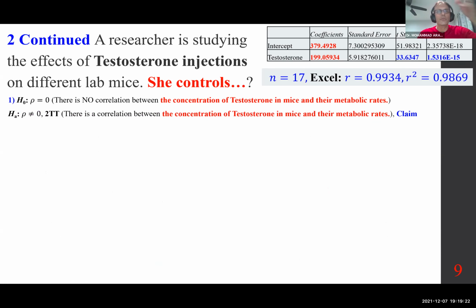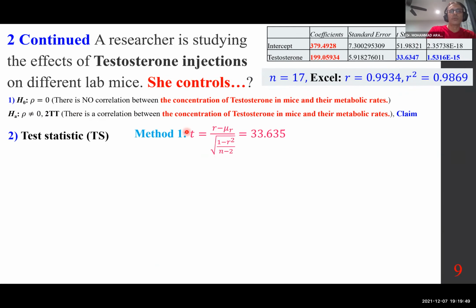All right, so we are looking at the same question. We have the following information. And here's the Excel run information. N is 17, R is 0.9934, R squared, which is the square of this number, is 0.9869. And we wrote the very first step. Now let's go with test statistic. We go through the process of calculating it. Here's the formula. However, we have this number, which is this one. So T stat. So this is, in case you're running Excel, here's the number.